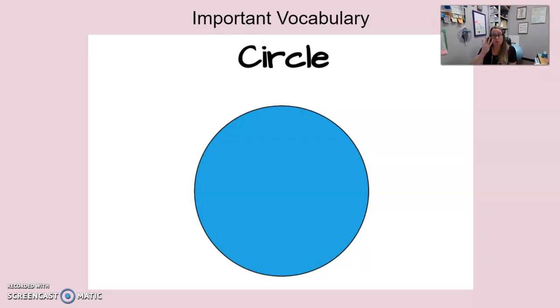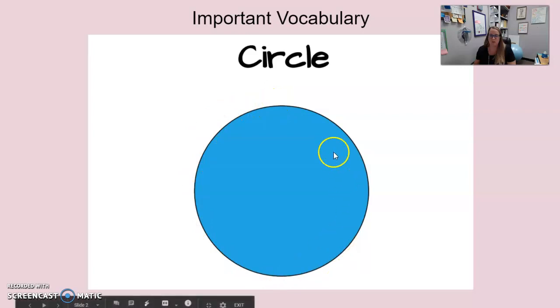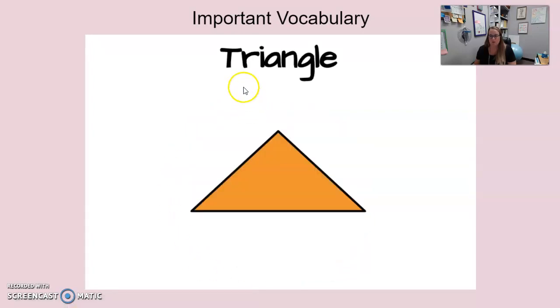So we have 4 words today, but these are words that you should know. So the first word is circle. And remember, a circle is a flat, 2-dimensional shape. It does not have any straight sides. It does not have any vertices, and it has one really long curved line. The next word is triangle. A triangle is a flat, 2-dimensional shape, and it has 1, 2, 3 sides and 1, 2, 3 vertices.